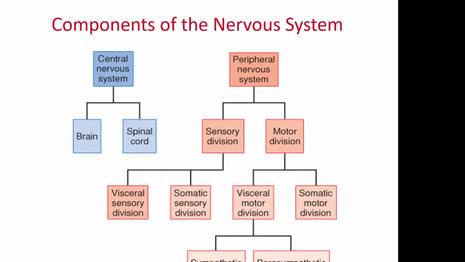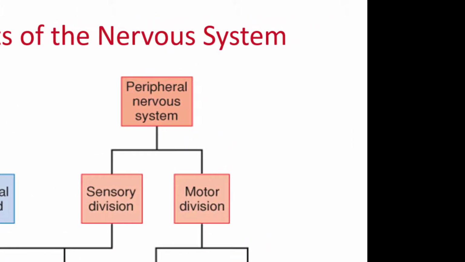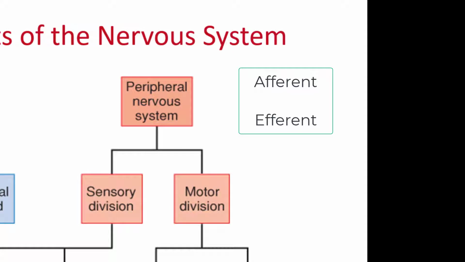The PNS has 2 major divisions, the sensory division and the motor division. The sensory division consists of afferent nerves which carry messages toward the spinal cord and brain from the sense organs. The motor division consists of efferent nerves which carry messages away from the brain and spinal cord out to the muscles, skin, and bones.